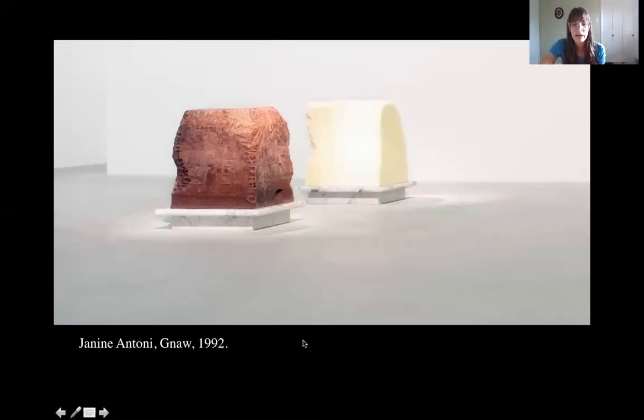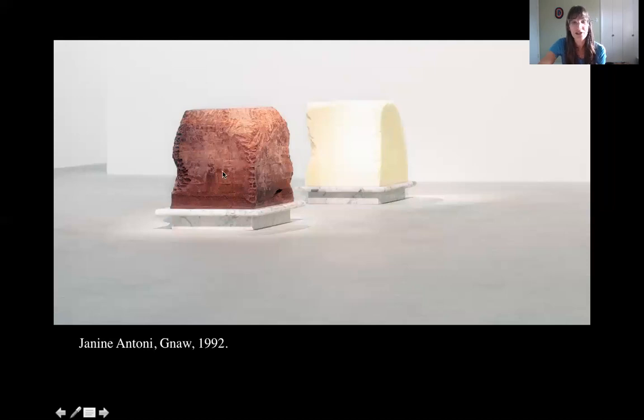Now this is the last piece that I wanted to focus on today. It is by Janine Antoni. It's called Gnaw. What do you think that these are? These are sculptures. Obviously, I can't hear you, but students usually say soap maybe, I'm not sure.